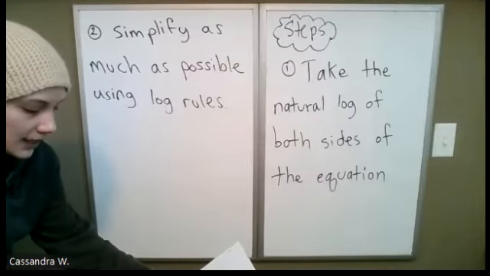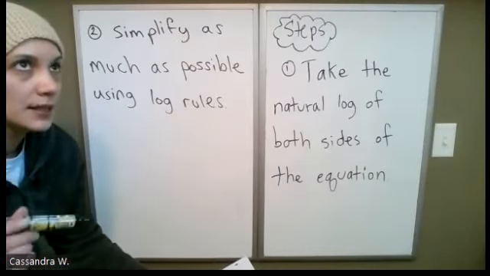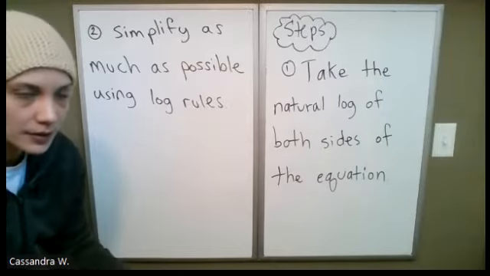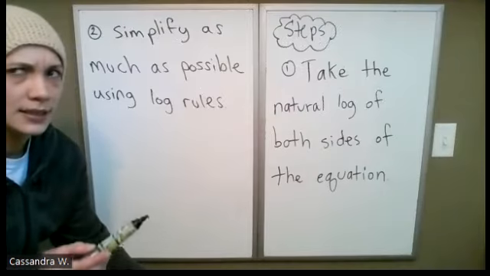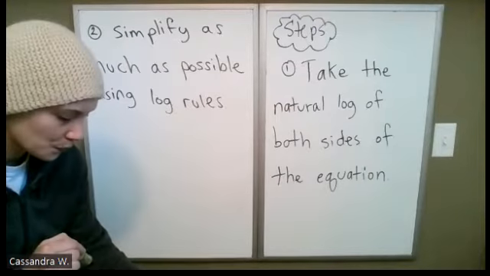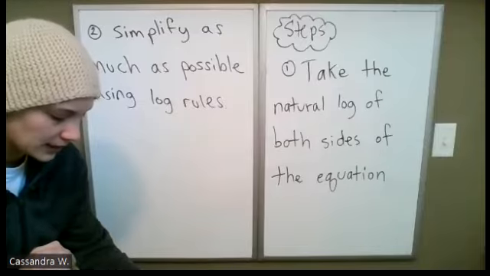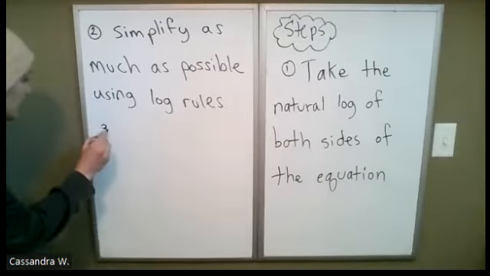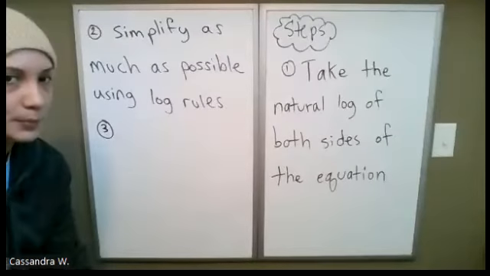Okay. Then you can, let's see, take the derivative implicitly or use implicit differentiation like we did last section. And then after that, we will isolate y prime. So for step 3, take the derivative implicitly.